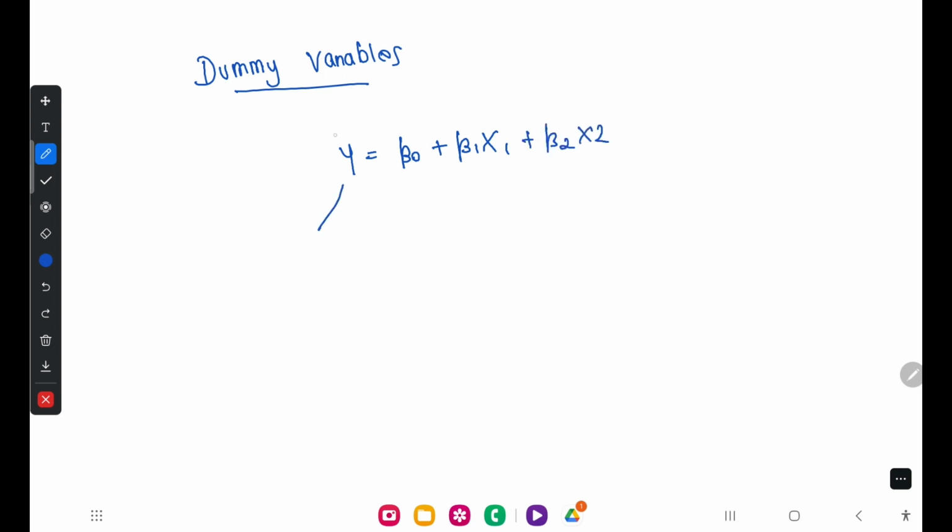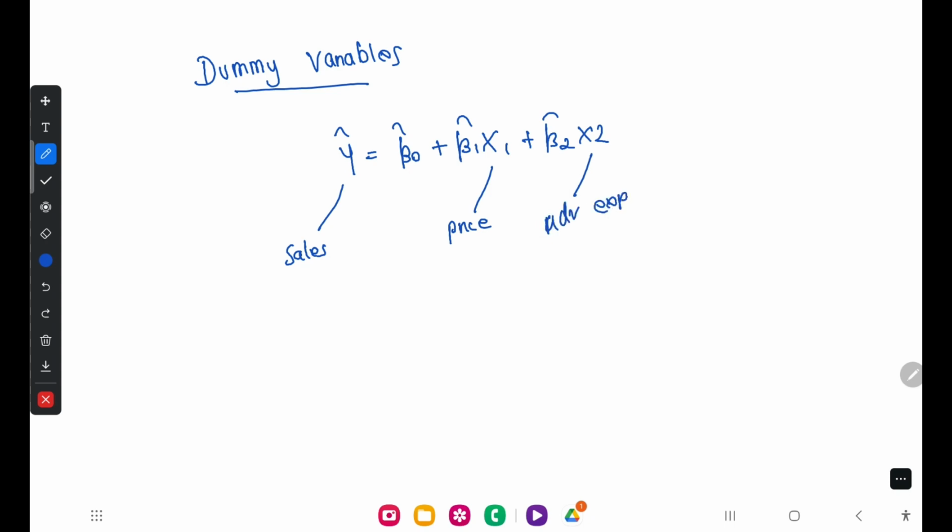Okay, so now let's move on to dummy variables, which many of you have been asking about. So far in our regression equation, we have included only numerical independent variables. So if it's y equals beta naught plus beta 1 x1 plus beta 2 x2, let me say that this y cap is sales, x1 is price, and x2 is advertising expenditure.